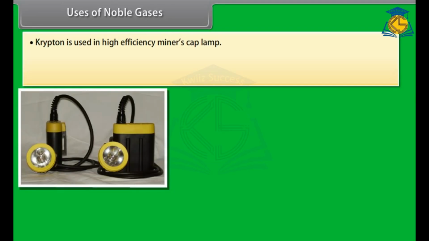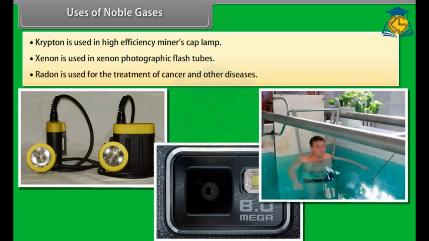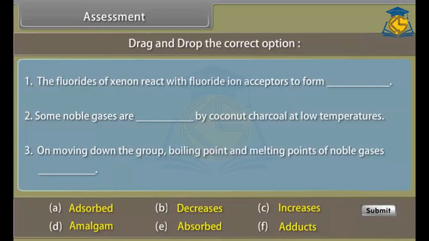Krypton is used in high-efficiency miner's cap lamp. Xenon is used in xenon photographic flash tubes. Radon is used for the treatment of cancer and other diseases. Assessment. Before proceeding further, let us know how much you have learned. Drag and drop the correct option.